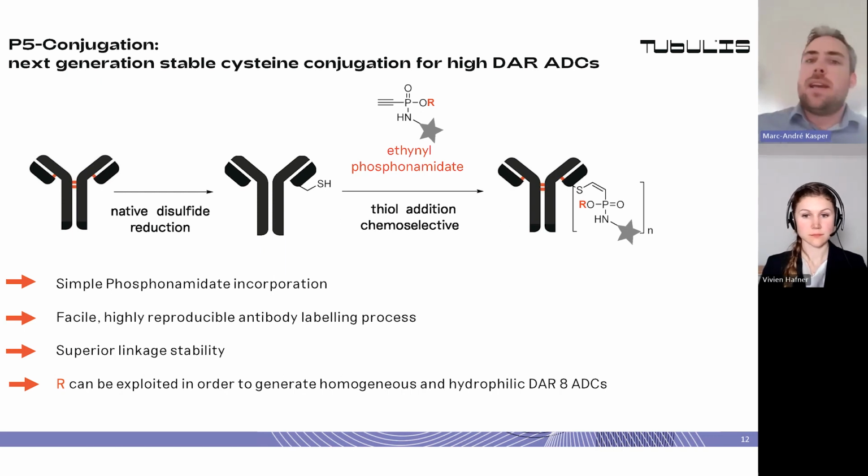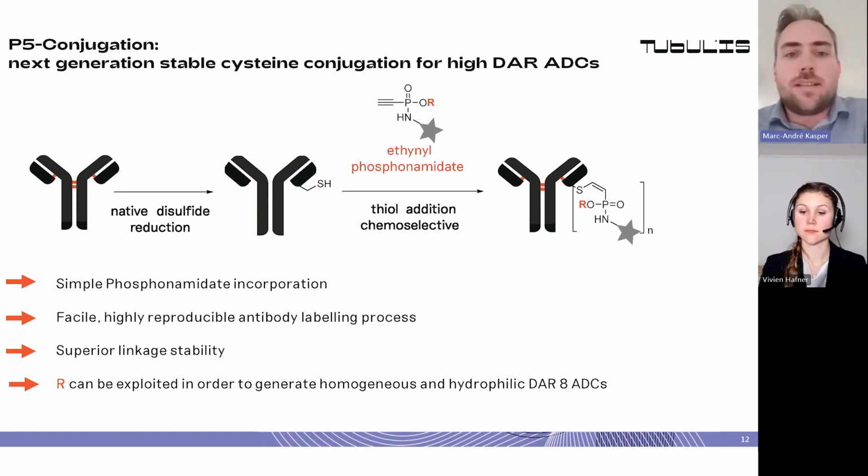the antibody. And usually the ADCs on the market are using maleimide technology, and instead of this, we use something that we developed, which is called ethynyl phosphoramidate modification, to actually make an ADC which is superior over what is currently in the clinic. And it's superior because we can easily incorporate this. I will show you this in a second. We have a very simple labeling process.